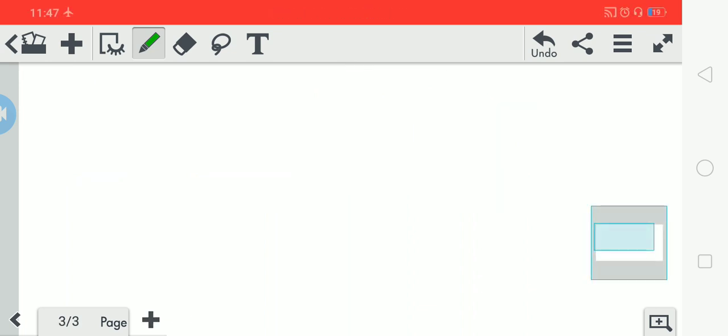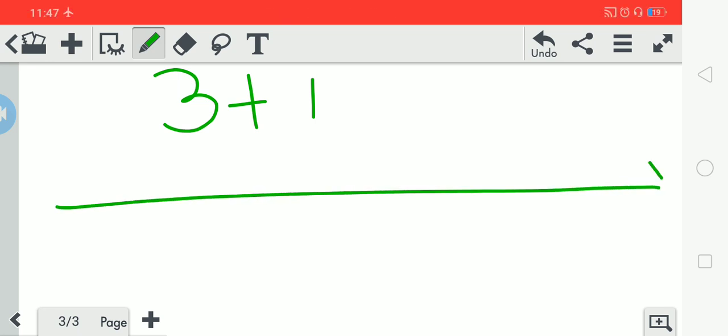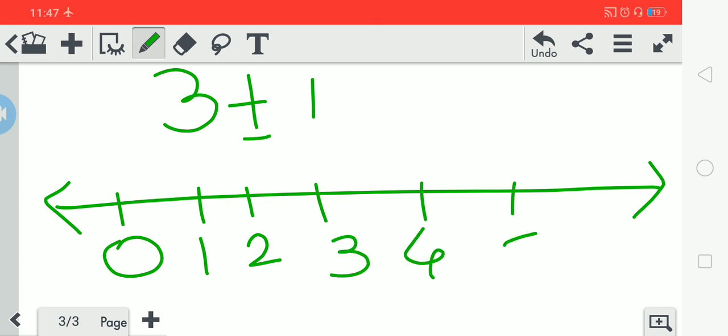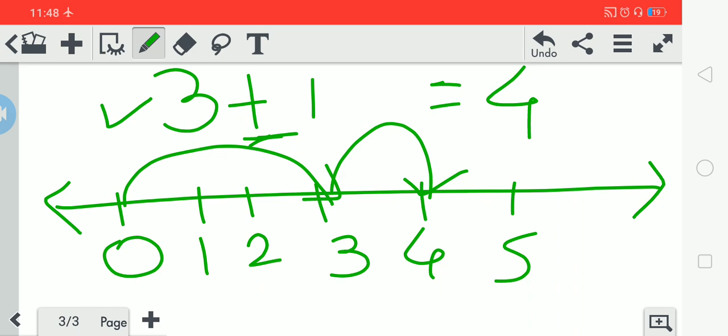Now the first example was 2 plus 3. Take a second example, that is 3 plus 1. Right? So here the plus sign is there, so we will move to the right side. So 0, 1, 2, 3, 4, 5. Right. So your first number is 3, so take a jump from 0 to 3 directly. Now plus 1 is there, the plus sign is there, that's why we are moving to the right side. 1 move. You reach the 4th position. So 3 plus 1 means 4.